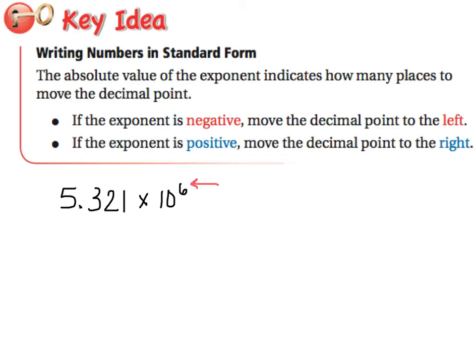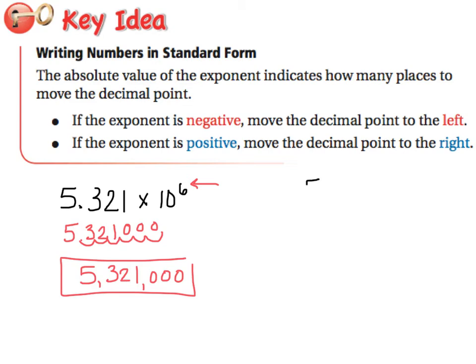So we're going to take 5.321, 1, 2, 3, 4, 5, 6. In the 6 spaces, 3 of them have a number. The other 3, there's no number, so we add zeros. So your answer is going to be 5,321,000.